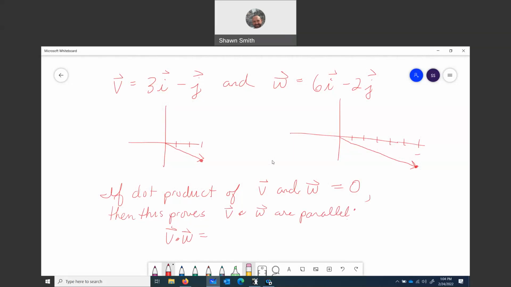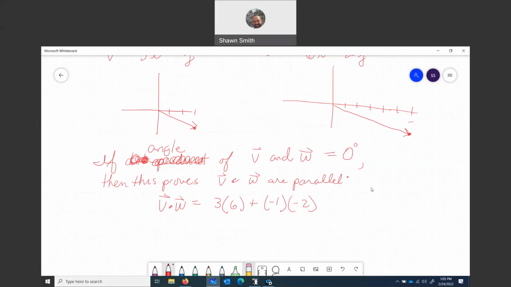We've got the two vectors, 3 times 6 plus -1 times -2. I'm sorry, I said it's the dot product if the angle, excuse me. We use the dot product to figure out the angle. If the angle of V and W is 0 degrees, I mean, if there's no angle between the two, that's it. Then this proves V and W are parallel. So we calculate the dot product first, right? So that's 18 plus 2 is 20.